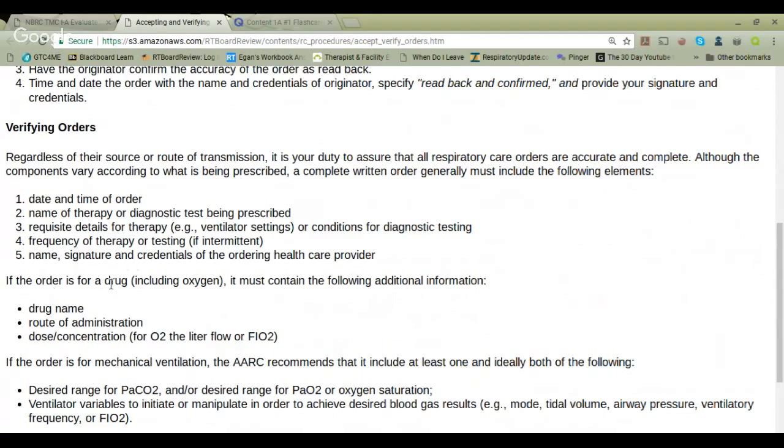If the order is a drug, it must contain the following additional information: drug name, route of administration, dose or concentration. For oxygen, the liter flow or FiO2 should be included. So that's another good one for a flashcard: if the order is for a drug, include drug name, route of administration, dose or concentration.